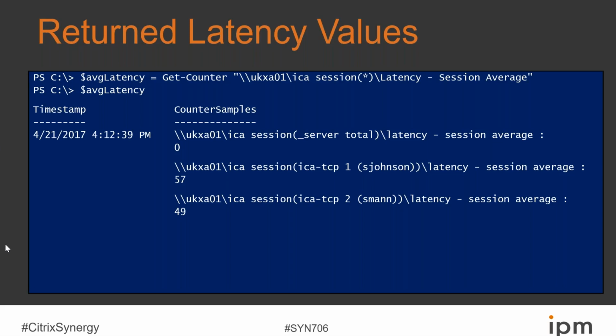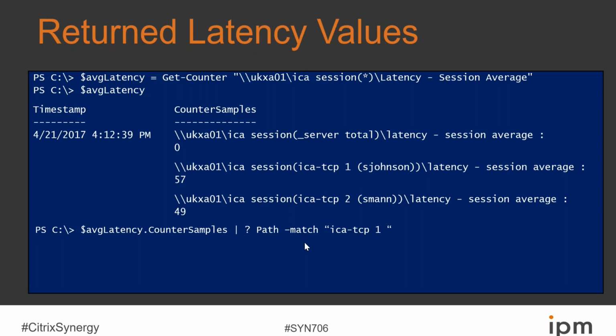So the counter samples object itself is an object. Let me take a step back. In order to get the value of Stephanie's latency, since I know that her session name is ICATCP1, all I need to do is get the counter samples, and then remember that the $ is an alias for the Where-Object commandlet, where the path matches ICATCP1.